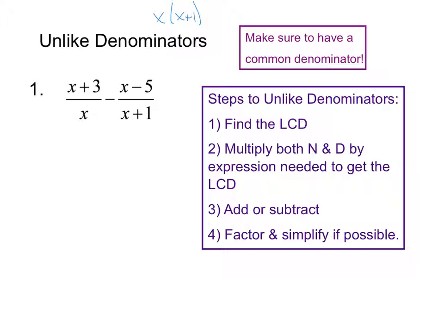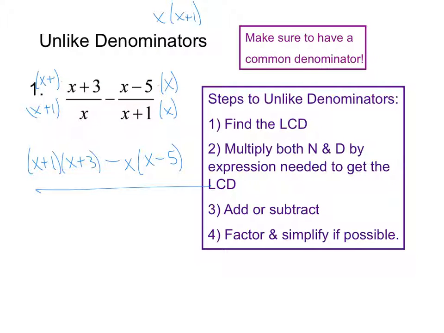So if I look at this first rational expression, x plus 3 over x, what that needs to be multiplied by is an x plus 1. And again, in the numerator, I also must multiply that by that. And then the second rational expression needs just to be multiplied by x. So now I'll go ahead and multiply that through. First x plus 1 times x plus 3, keep it in order, minus x times x minus 5, all over, now I have a common denominator of x times x plus 1.